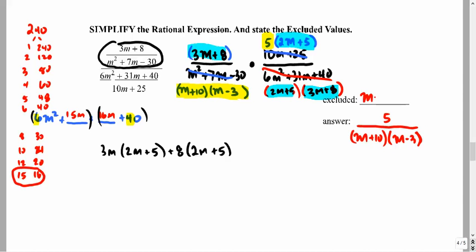I do need to find my excluded values. So it will be here and here and here and here, but also right there. Now if they repeat, I don't write them twice, but I do need to check up there on that second one. So these two are pretty straightforward. M can't be 3 and M can't be negative 10 because that's going to make those zeros. Then we have a couple of fractions here. If you set them equal to 0 you end up with negative 5 halves and negative 8 thirds.